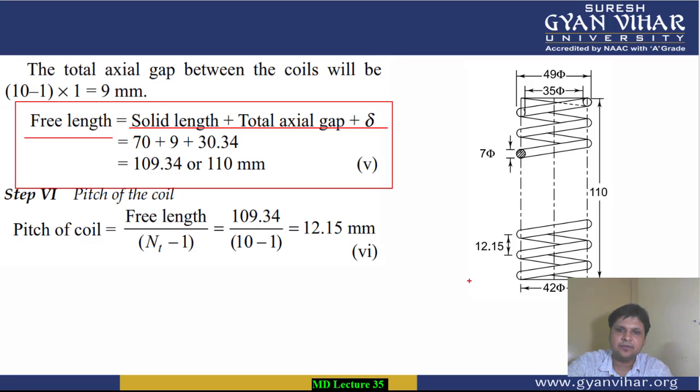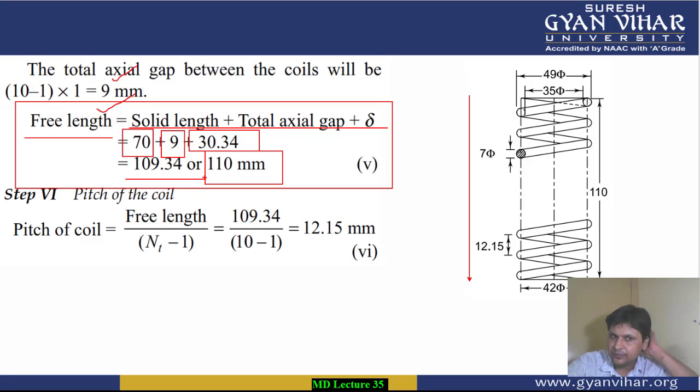Free length means the complete length from here to here. So how can you get it? If you add the solid length, plus the gap, plus the deflection, by adding all these three values, you can get the free length. So free length will be 70, the solid length, plus the axial gap of 9, which we have calculated here, plus the actual deflection calculated by the formula, 30.34. Adding these three values, we get the free length value of 110 mm. We have rounded off this 109.34 value.